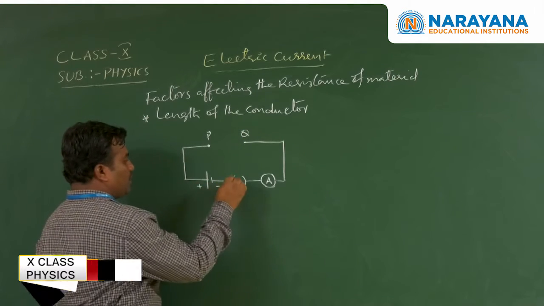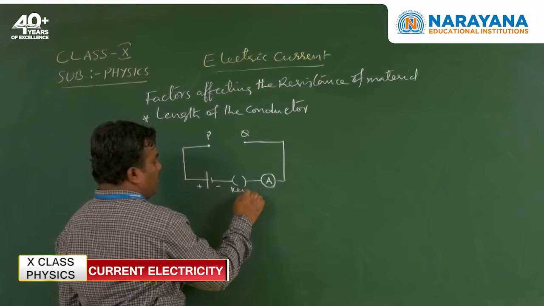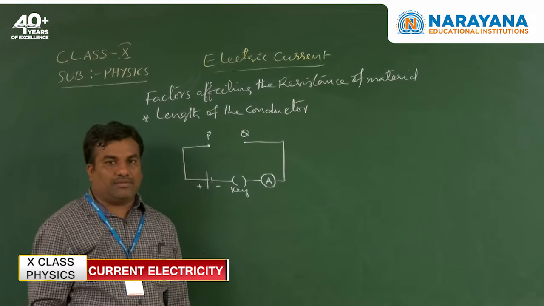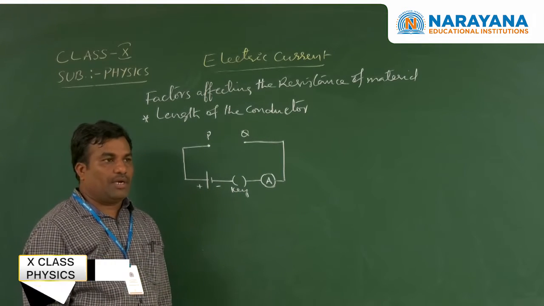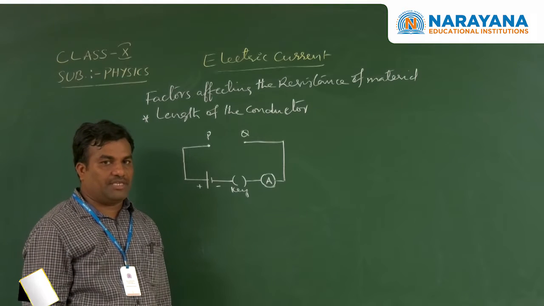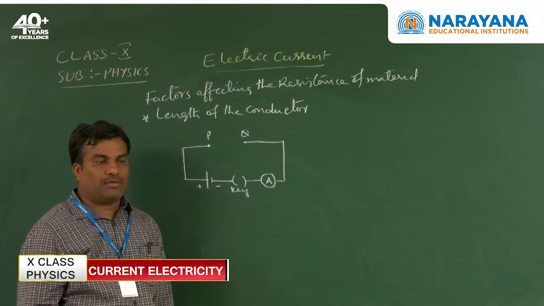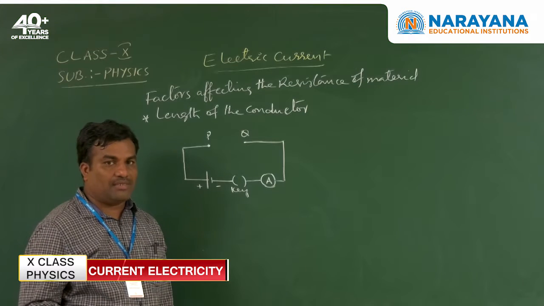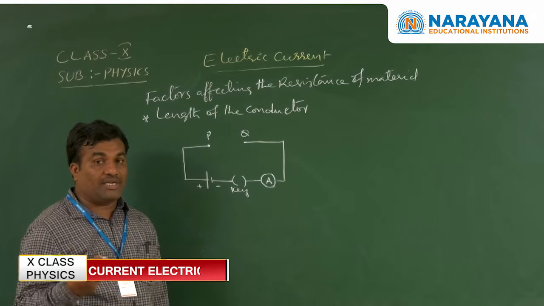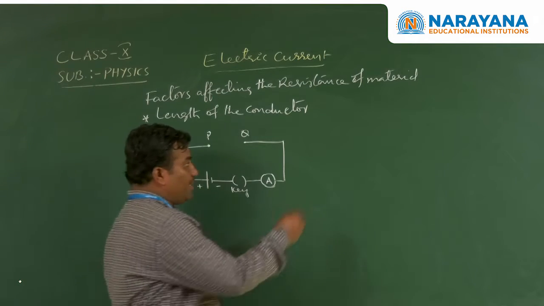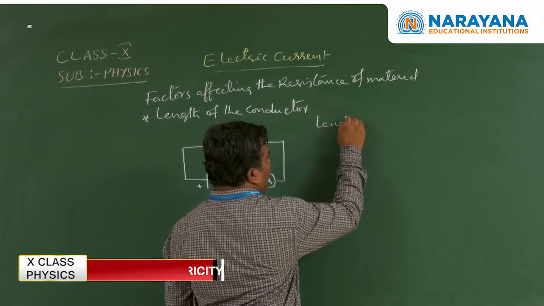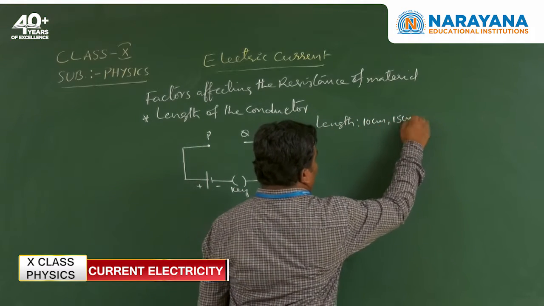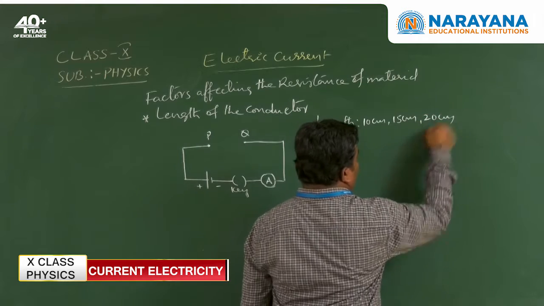It is a positive, it is a negative. It is the key, ammeter. Different lengths: 10 centimeter, 15 centimeter, 20 centimeter, 25 centimeter length. It is the same material, same area of cross section, but different lengths. So the lengths we are taking here are 10 centimeter, 15 centimeter, 20 centimeter.